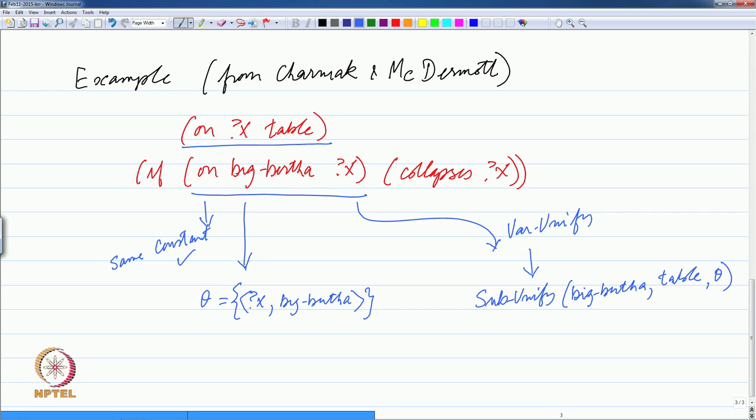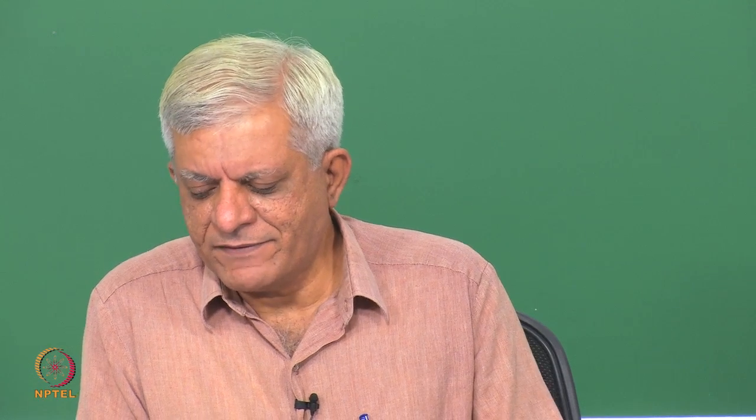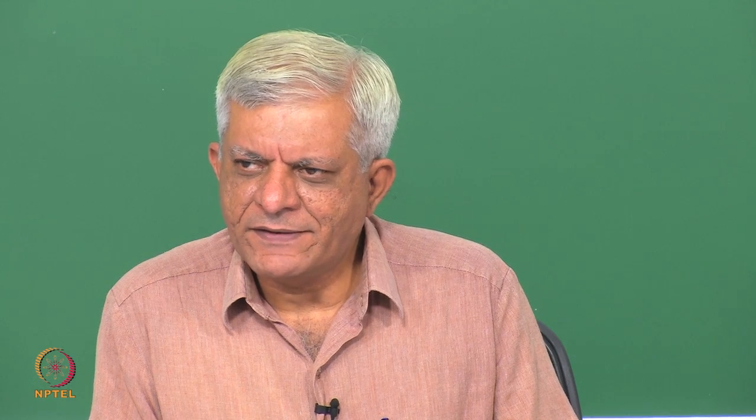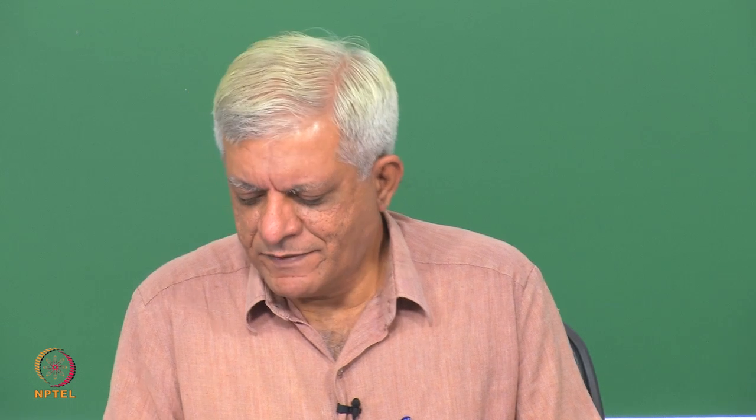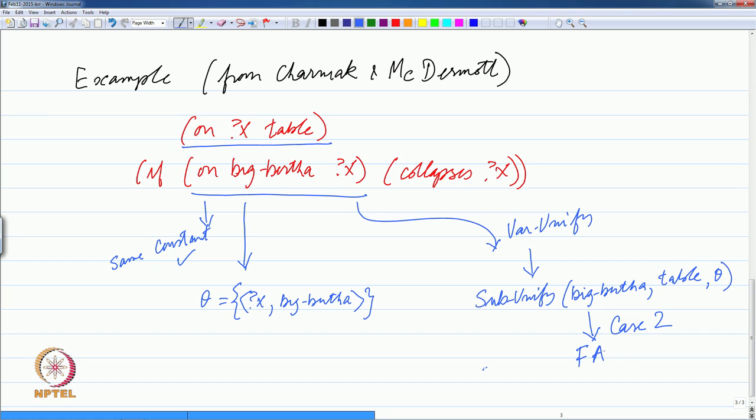What will this call to subunify return? It will fail. Why? Because already x has been assigned Big Bertha. No, but why will this particular call to subunify fail? This is case 2. If you look at the cases that we have, they are constants, but they are not the same constants. So, we will return fail. So, I may not have written that as part of the algorithm, but if they are not the same constants, we say that we cannot unify them. Obviously, you cannot make Big Bertha and the table as the same thing. So, we are not able to make the conclusion.